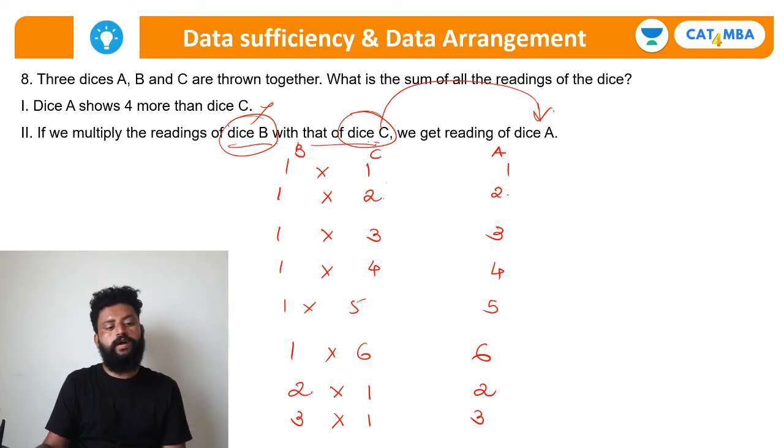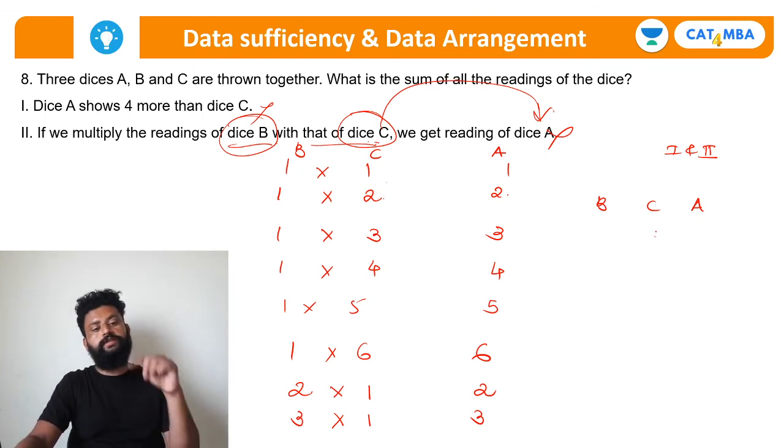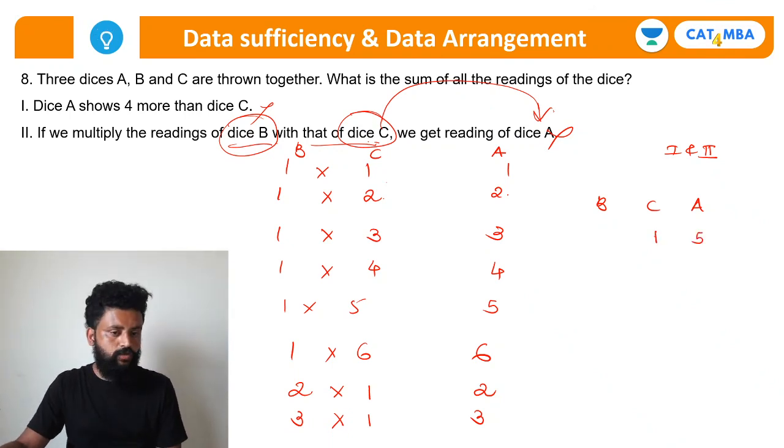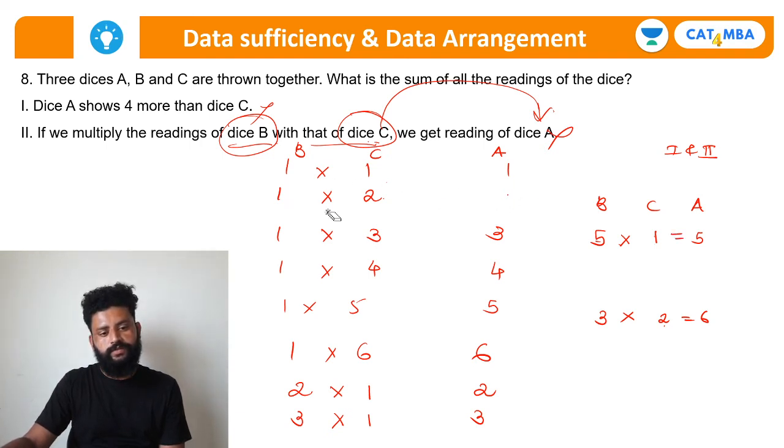So there are many possibilities, so we cannot have answer with 1 and 2, but if we club 1 and 2 together and think about B, C and A shows 4 more than C. A shows 4 more than C, that means A must be 5, this must be 1, or A is, and this can be 2. These are the only two possibilities. Now if we multiply this A and B, this must be 5, and if it is the possibility, this is 3 into 2, this must be 6. Definitely these are the only two possibilities we have.